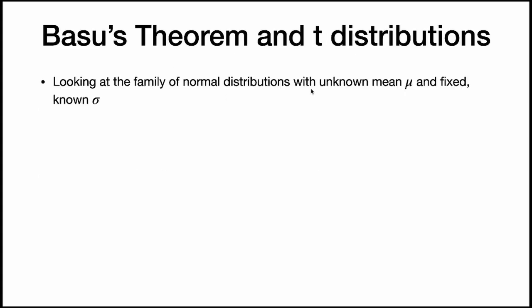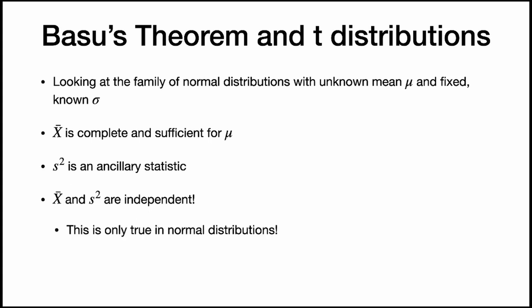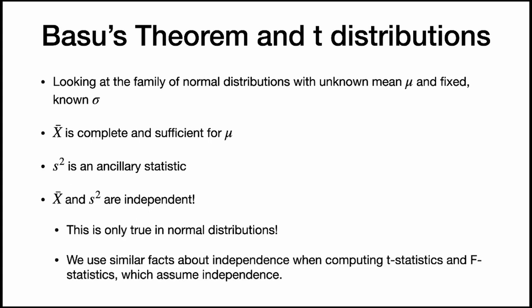Looking at the family of normal distributions with unknown mean and some fixed known sigma, x bar, our sample mean, is complete and sufficient for mu. And the sample variance is an ancillary statistic. So that means that x bar and the sample variance are independent. This is a nice property of normal distributions, that the mean and the sample variance are independent, and this is only true in normal distributions. And we use similar facts about independence when computing things like t-statistics, which depend on the independence between x bar and s.